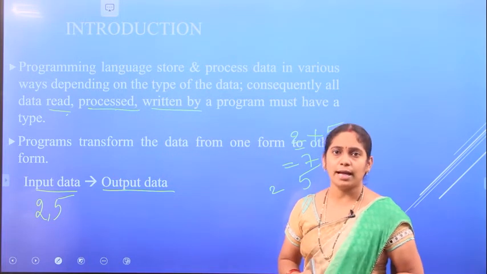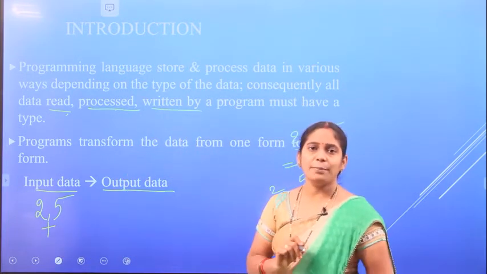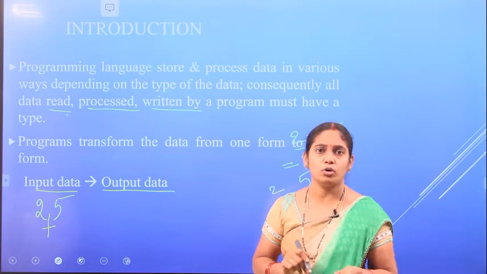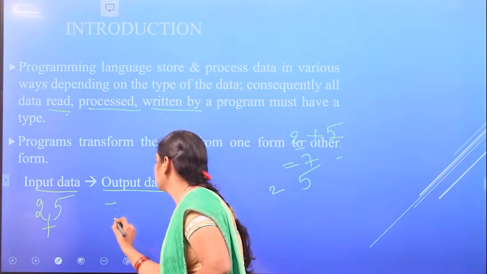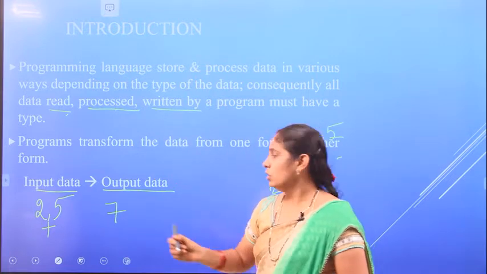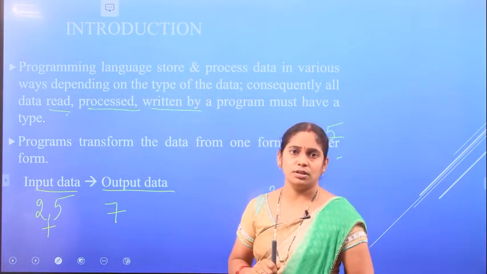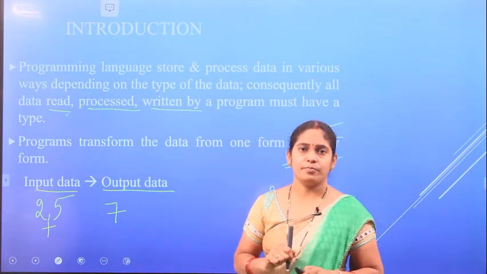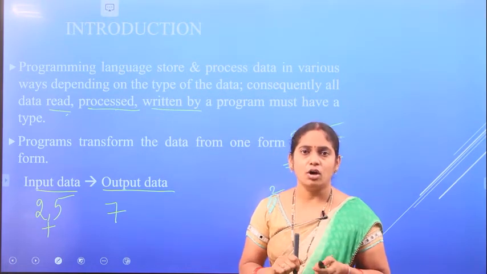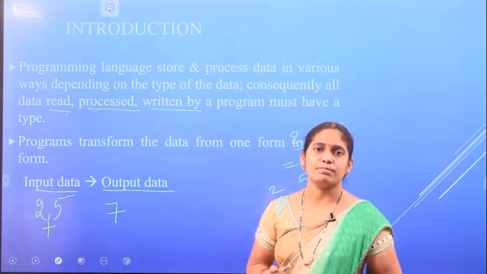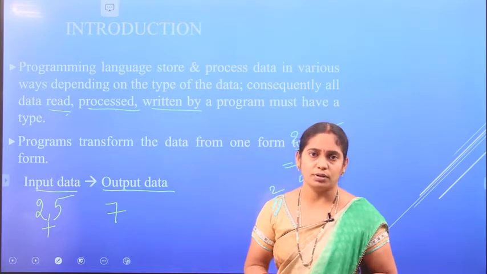What did we perform on that? We performed addition. After performing the addition operation on 2 and 5, the data is modified into 7. So the input data is transformed to output form. Likewise, a program for performing a specific task takes the data we have given and converts it into output, nothing but a result.